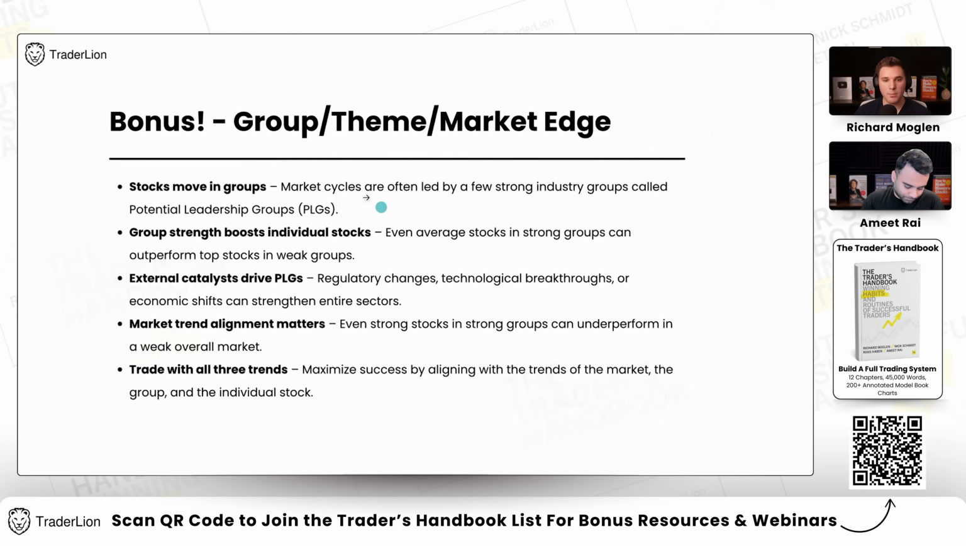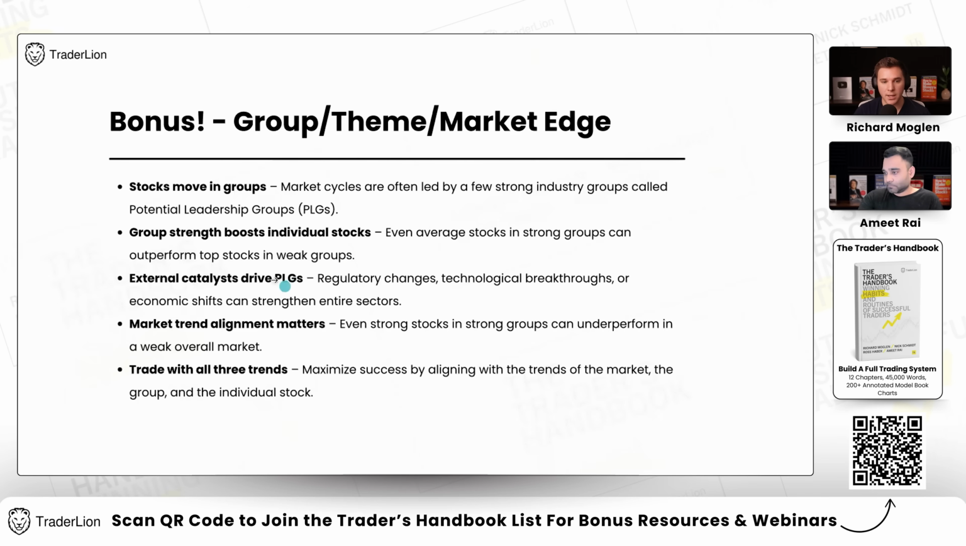Stocks move in groups. Market cycles are often led by a few strong industry groups, and we call them potential leadership groups, PLGs. Group strength boosts individual stocks. It's an amplifying factor. Even average stocks in strong groups can outperform top stocks in weak groups.